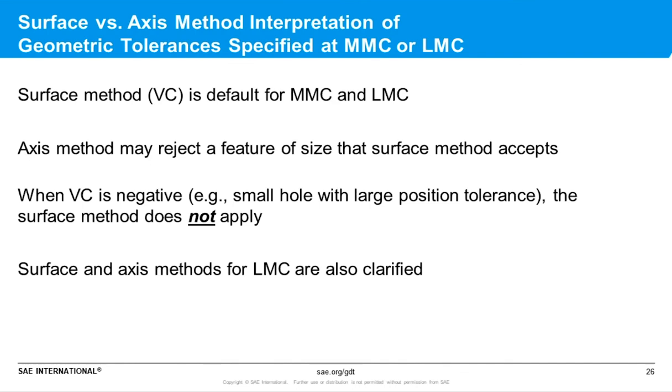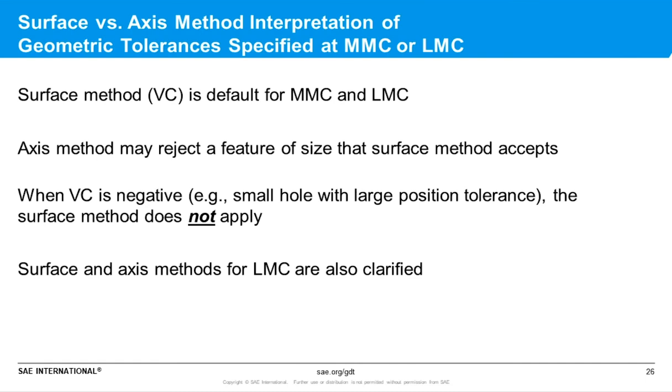So next, we'll talk about two methods of interpreting such a position tolerance or other geometric tolerances that could be specified either at MMC or LMC. Most of you probably already know that when you see a position tolerance at MMC specified on a hole, for instance, the preferred interpretation is the virtual condition boundary. So when located in the datum reference frame, the surface of the hole must clear its virtual condition boundary, and that is the default condition.